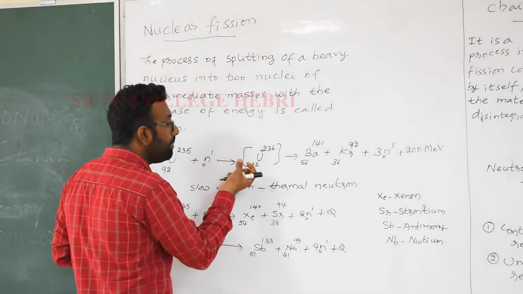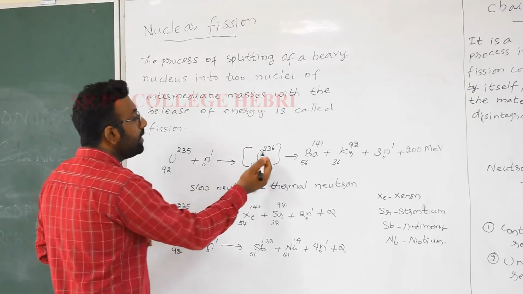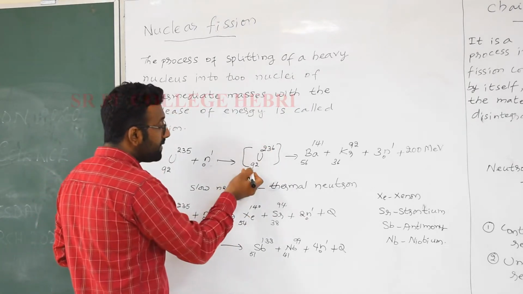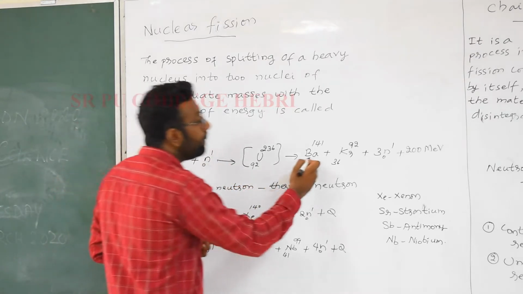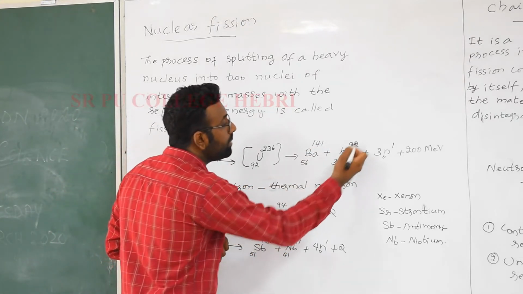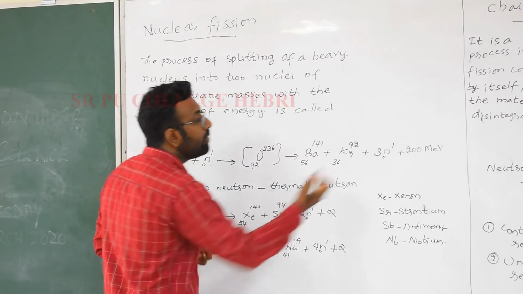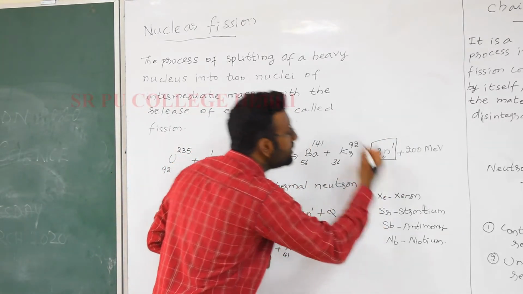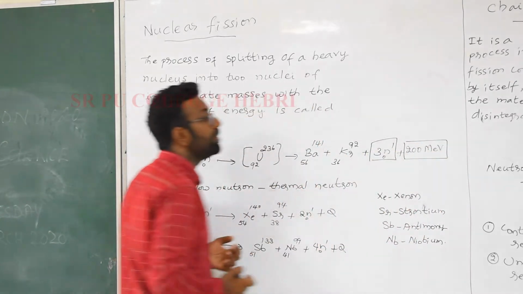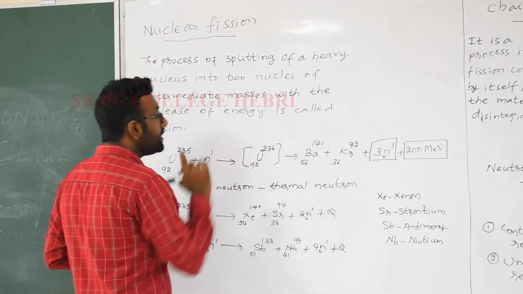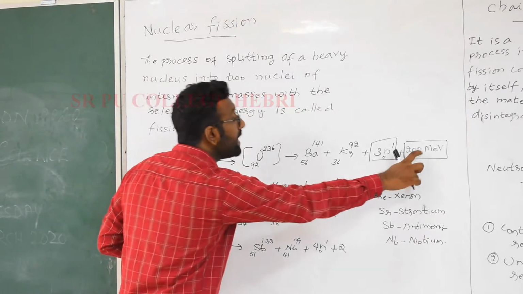It is going to become unstable. Then this uranium-236 (92) is going to get split into barium-141 and krypton-92, with the release of 3 neutrons and 200 mega electron volts of energy. So in this process, a lot of energy is released.